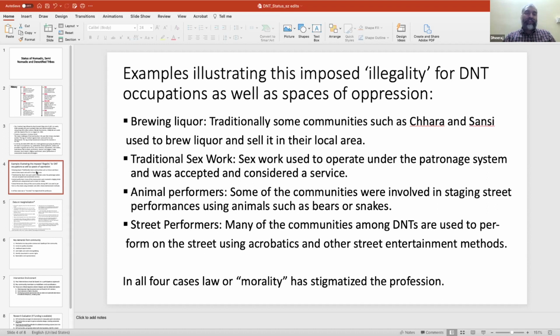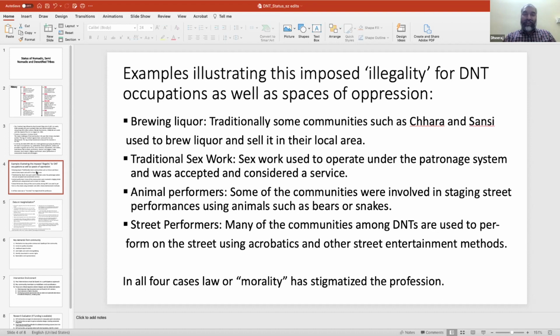Then the third is about animal performers. And here again, we see that with very progressive acts like the Wildlife Protection Act or the Prevention of Cruelty Act, some of these professions became illegal. Then the fourth example is of street performers, where these communities used to perform on streets and entertain with methods like acrobatics.